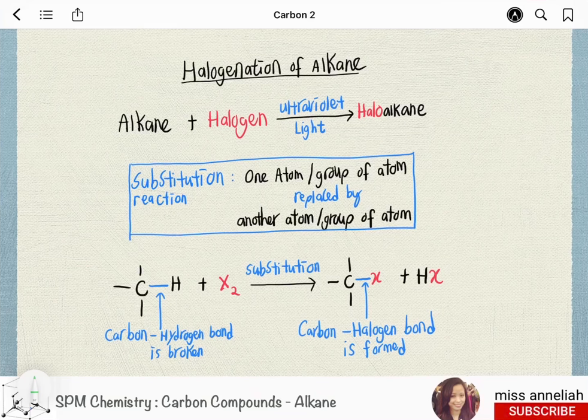Next, we will discuss halogenation of alkane. In halogenation of alkane, alkane will react with halogen in the presence of ultraviolet light to form haloalkane. This is a substitution reaction where one atom or group of atoms is replaced by another atom or group of atoms. The hydrogen atom is replaced by the halogen atom. So that is why this is called substitution reaction. Hydrogen is substituted by halogen. And in order to do that, carbon-hydrogen bond will be broken and carbon-halogen bond will be formed.